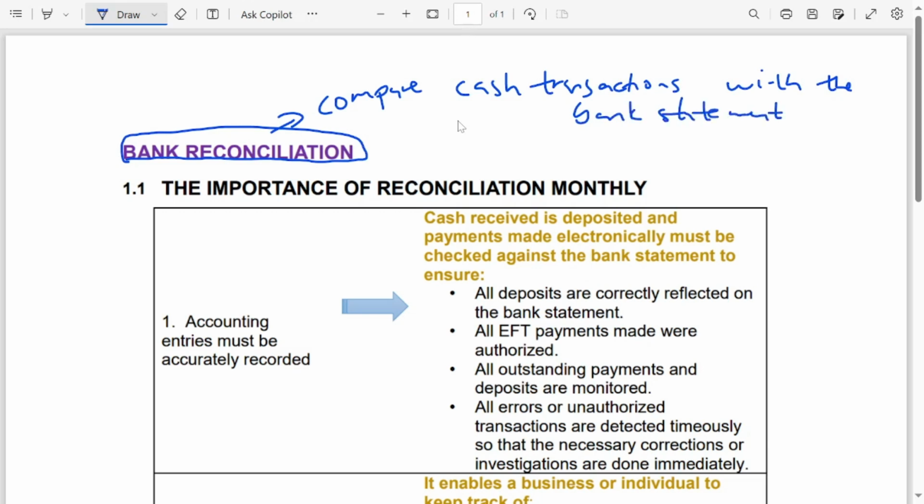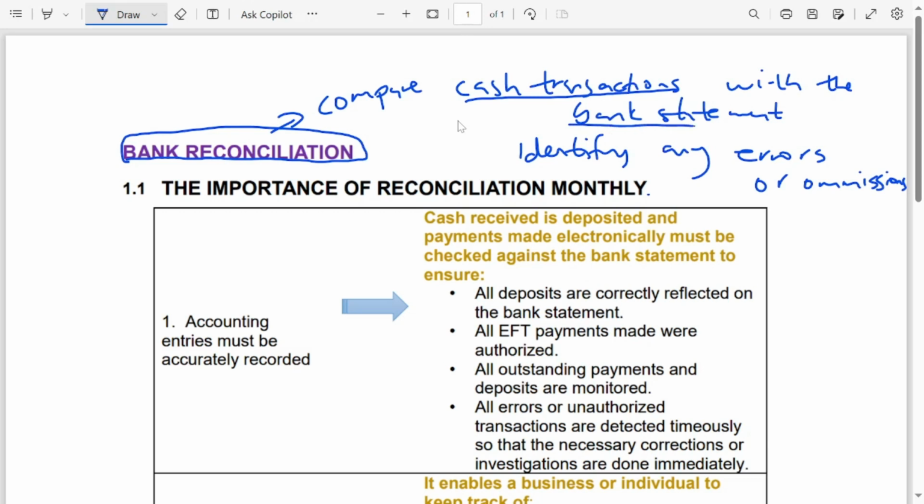Now, why are we doing this? It is because we want to identify if there are any errors or omissions. That is the reason we are doing the reconciliation. It can either be made by us as a business or it can be made by the bank. Let me say it again. Bank reconciliation is when we are comparing the cash transactions of the business with the bank statement.